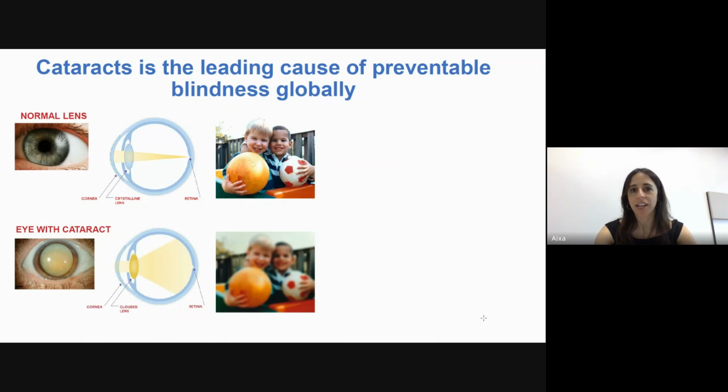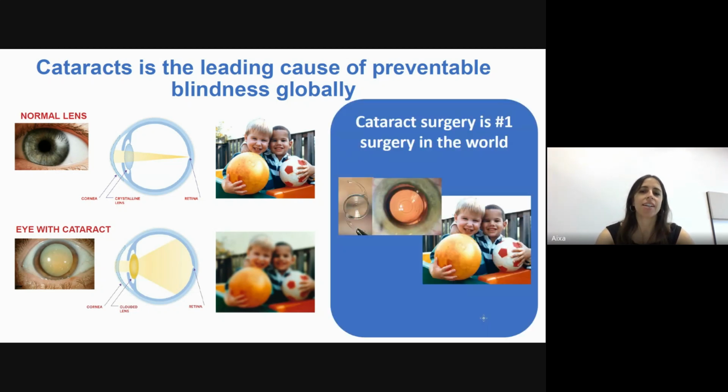So cataract is right now the leading cause of preventable blindness globally. So to solve cataract is what we have an intraocular lens. That's what I'm going to be talking today about. So intraocular lenses are these small lenses that are implanted inside the eye when the crystalline lens is removed, and it can restore the vision of the patient.